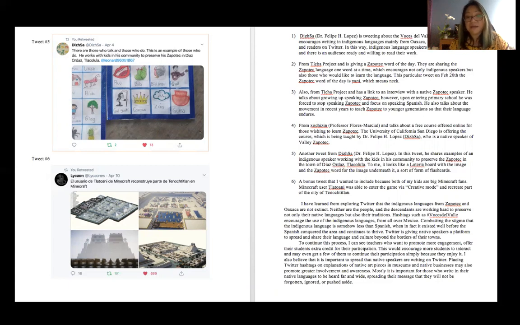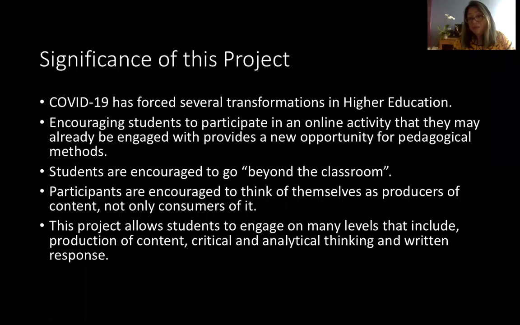Hashtags such as Voces del Valle encourage the use of indigenous languages from all over Mexico, combating the stigma that the indigenous language is somehow less valuable than Spanish, when in fact it existed well before the Spanish conquered the area and continues to thrive. Twitter is giving native speakers a platform to spread and share their language and culture beyond the borders. And so I think that this is one example of how students really get a moment to critically think or analyze the content that they've been studying this entire semester.